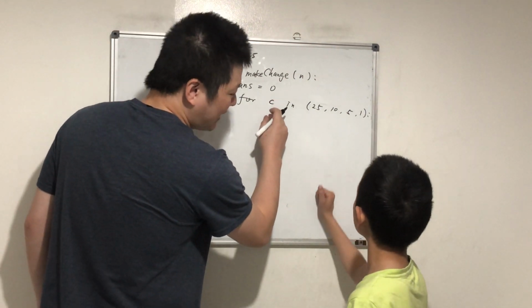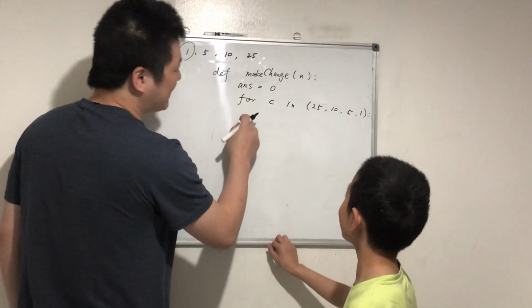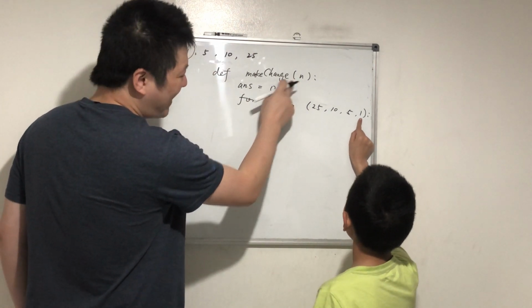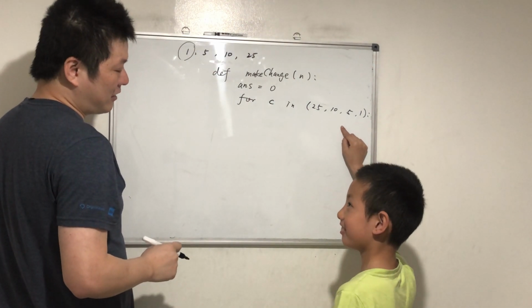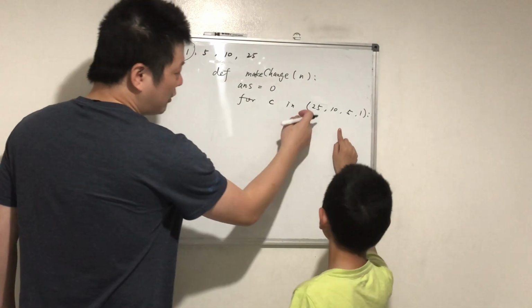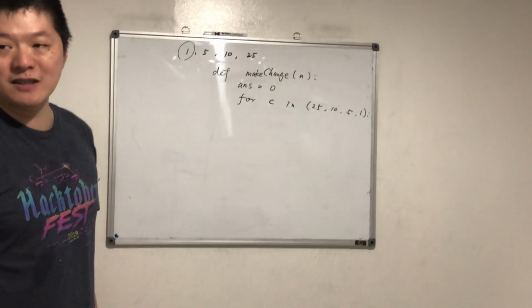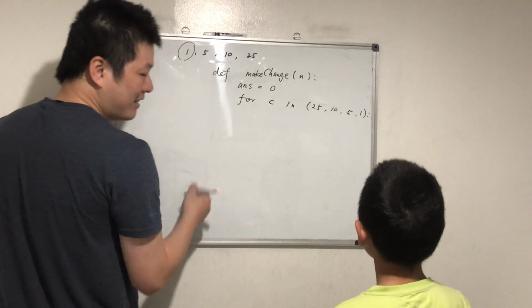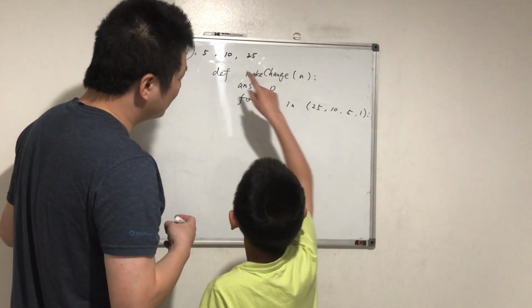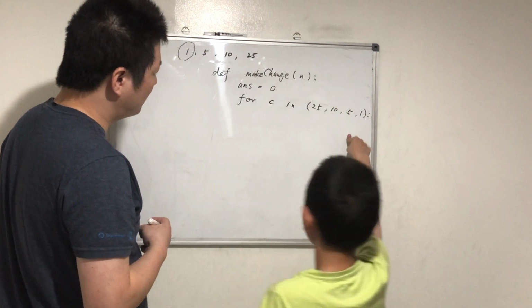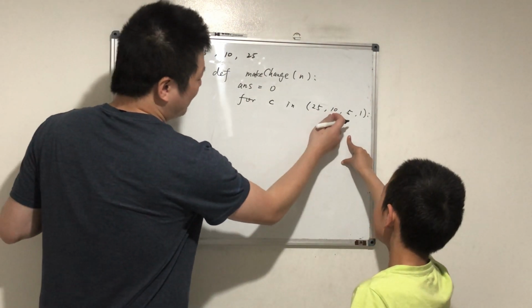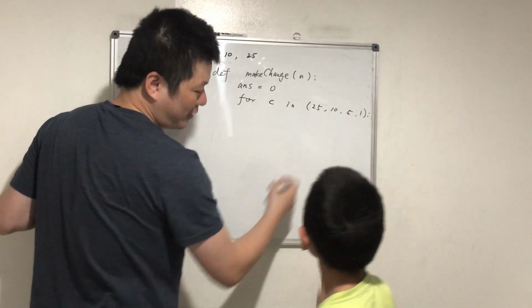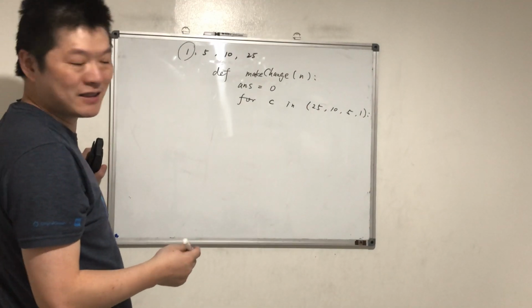So we want to find the largest coin that is smaller than n. Why is it in reverse order? Because we want to try the largest one first. But it's not always 1, 5, 10, 25. Maybe you want 20, put 20 here, or 22 here. Does it make sense?